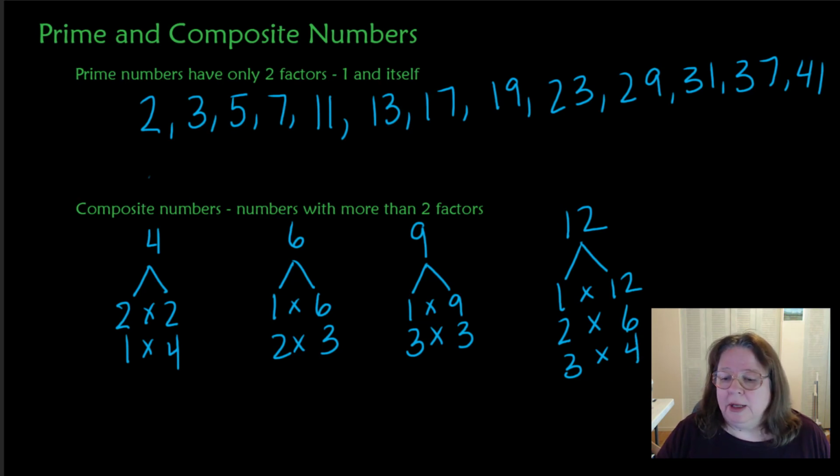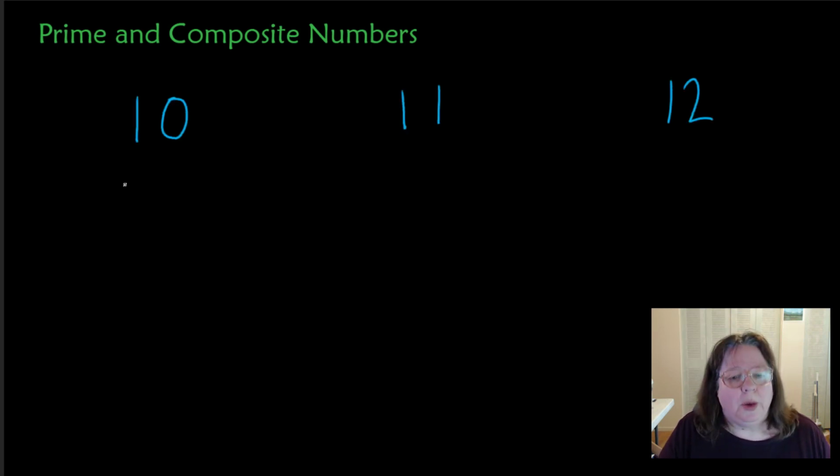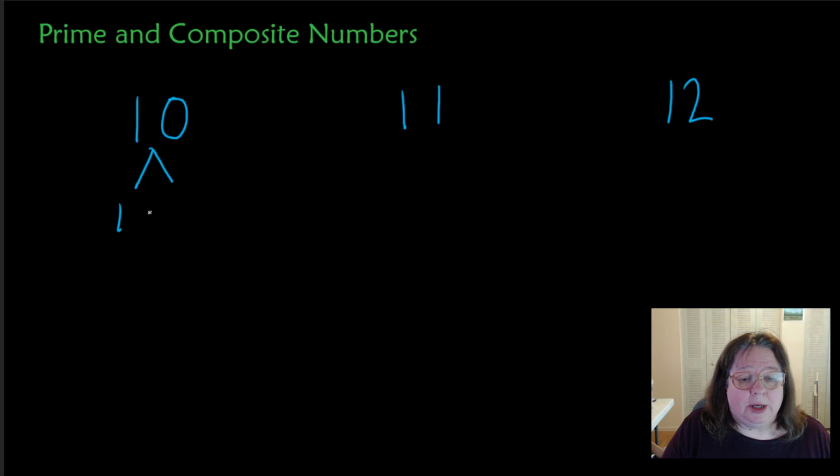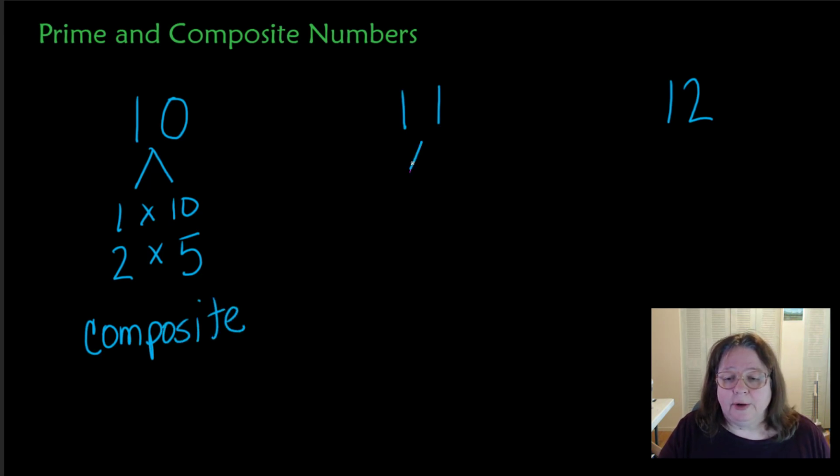Okay, let's look at some individual questions that might appear on your homework. We want to determine whether these numbers are prime or composite. I just chose numbers in order because I thought it would be kind of fun. Let's look at 10. Well, we've got 1 times 10. Let's try 2. Oh, yes, 10 can be divided in half, so 2 times 5. So this is composite.